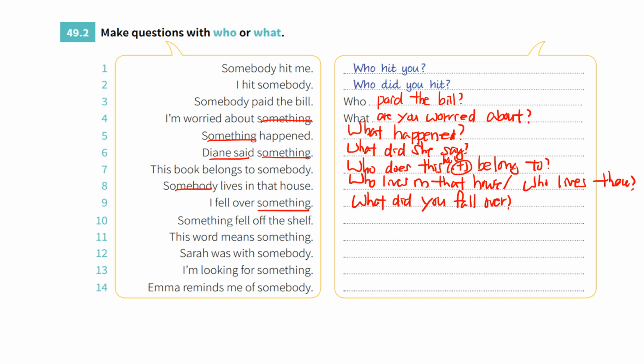Something fell off the shelf. So something is the subject. What fell off the shelf?